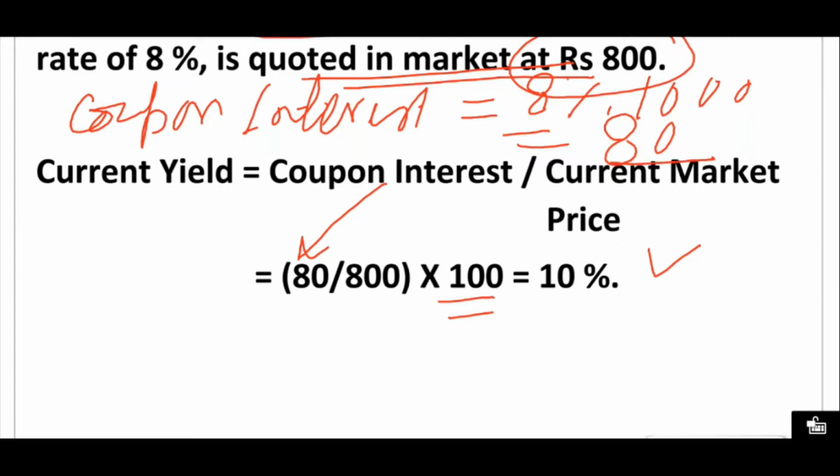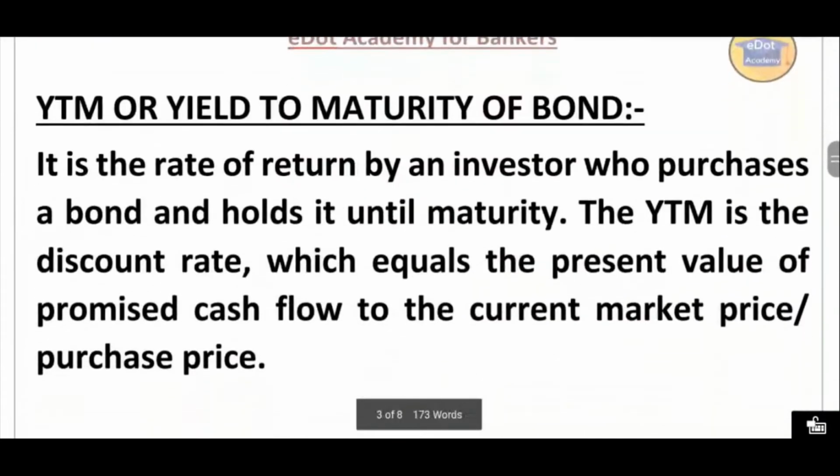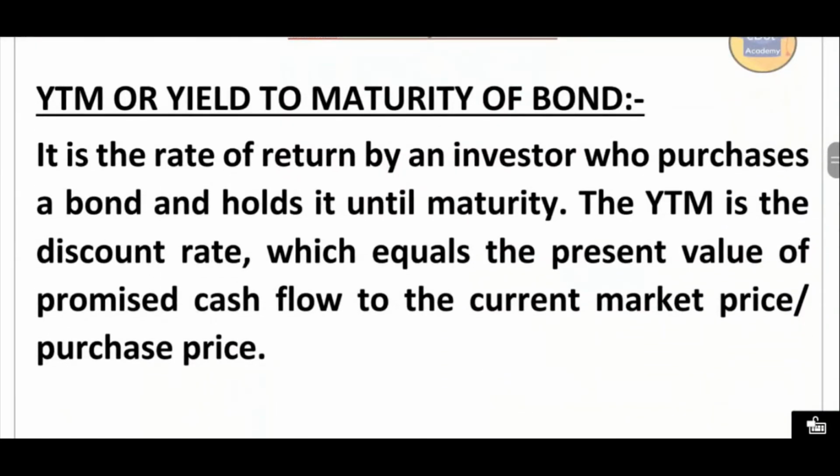Okay, so now let us see what YTM is. YTM is also called yield to maturity of the bond. How is YTM defined? It is the rate of return earned by an investor who purchases a bond and holds it until maturity. This point is very important. That means the bond must be held up to maturity. That means the investor is holding the bond till maturity. Then only you can calculate what YTM is.